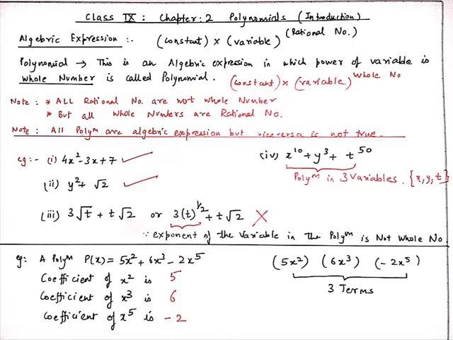And our fourth example, x to the power 10 plus y to the power 3 plus t to the power 50. This is a polynomial in 3 variables. Here the variables are x, y and t. Now we will see what the coefficients of a polynomial are: 5x square plus 6x cube minus 2x^5. There are 3 terms. Here the coefficient of x square is 5, the coefficient of x cube is 6 and the coefficient of x^5 is minus 2. So this is how you can find the coefficient of any polynomial.